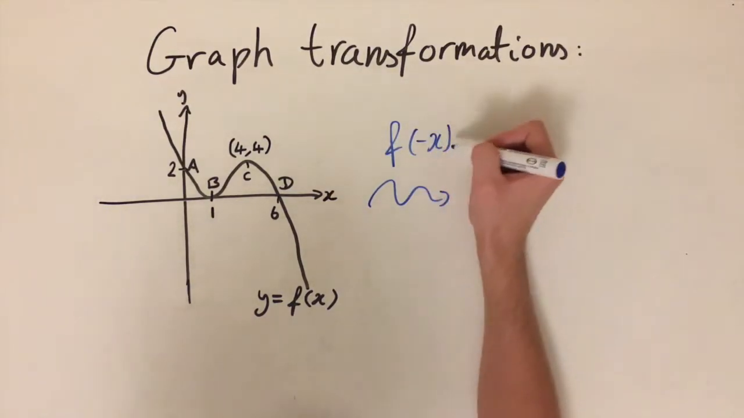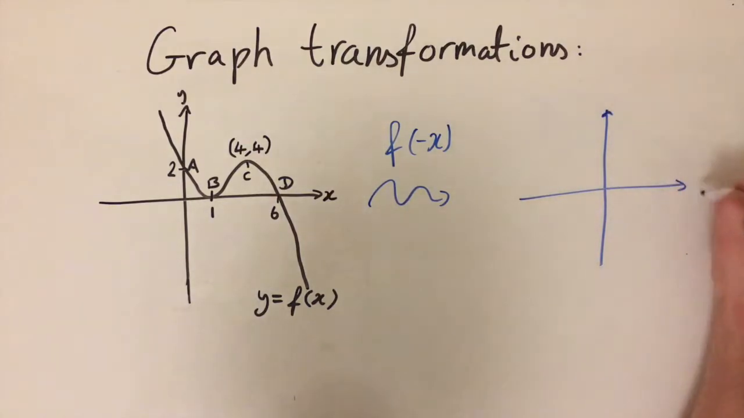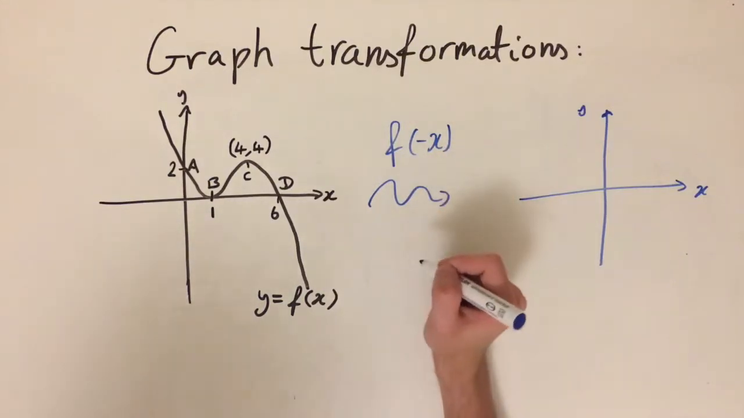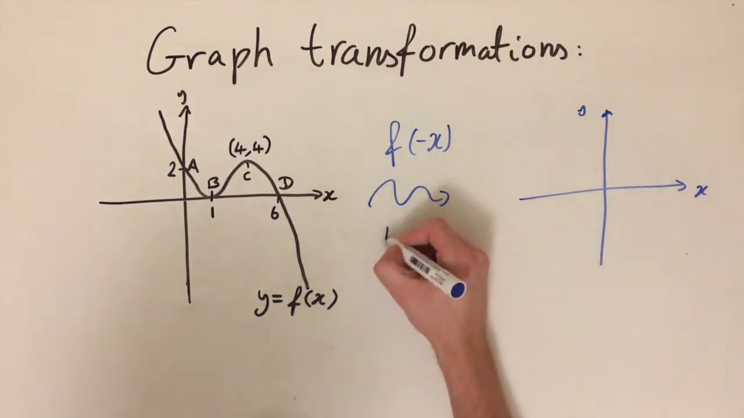For our penultimate transformation, we're going to do a reflection, and we're going to look at f of minus x. We want to see what this function looks like under this transformation. If you remember, this is a reflection in the y, so over the y-axis. Let me just write this down.